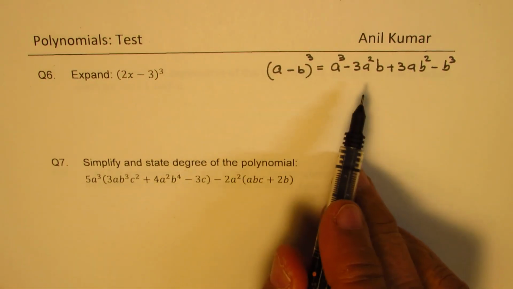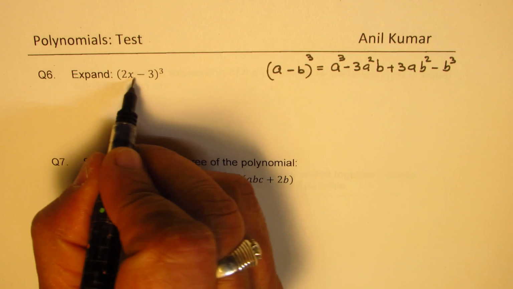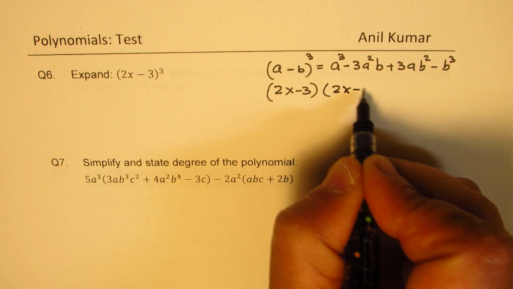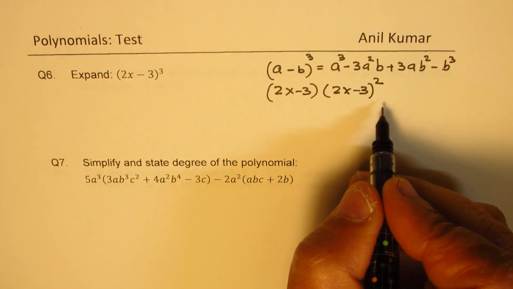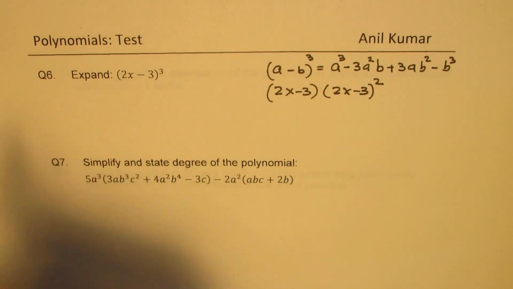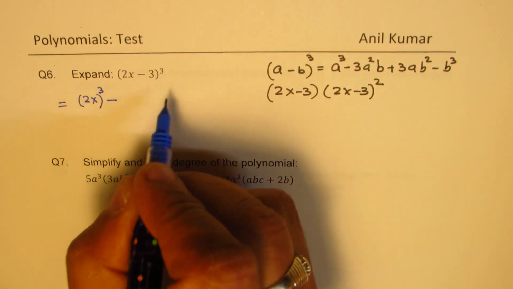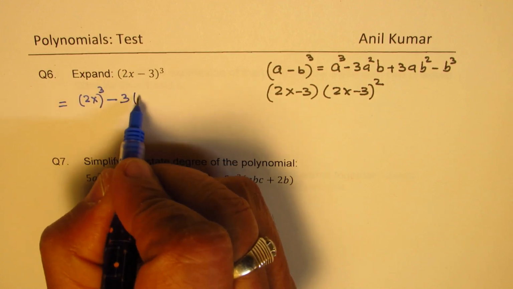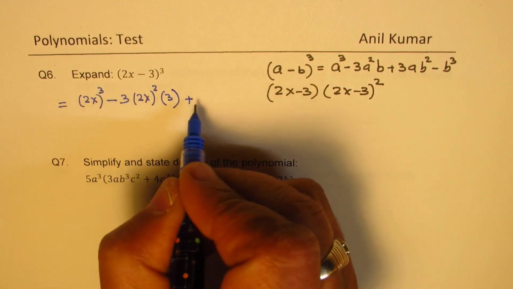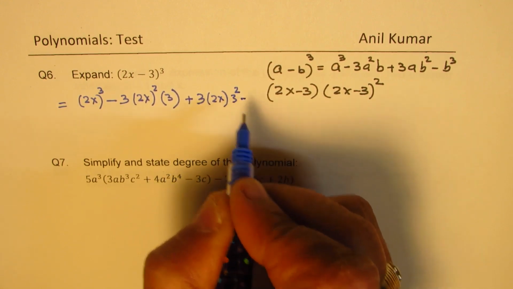You could use this formula, or you may expand it using 2x minus 3 times 2x minus 3 whole square, and then do the distributive property, right? So either way you could do it. However, I'll just use the formula and write down the expansion. So we have 2x whole cube minus 3 times the first term 2x whole square times 3, and then we have plus 3 times 2x times 3 square, and then we have minus 3 cube, right?